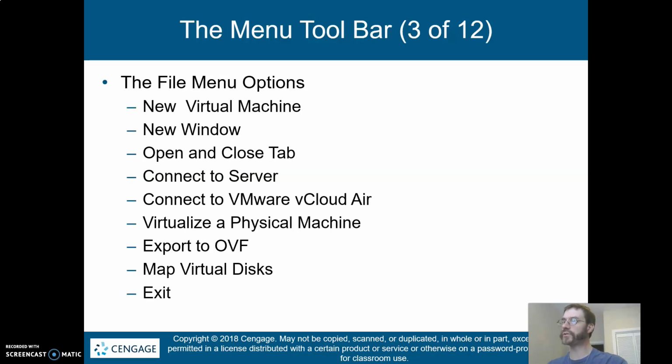Your file menu options, you can create a new virtual machine. You can spawn off a new window, open and close tabs, connect to a server, connect to vCloud. You can virtualize the physical machine you're running. You can export things to OVF, or you can even map virtual disks. Essentially, take partitions on the local machine and treat them as virtual disks that you can mount into your VMs. And then, of course, you can exit.